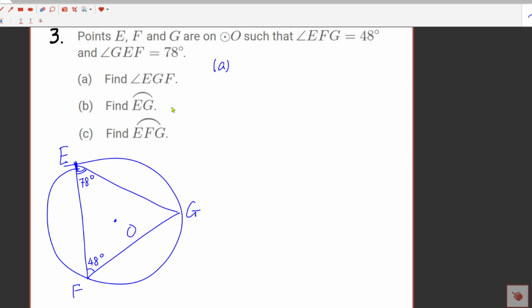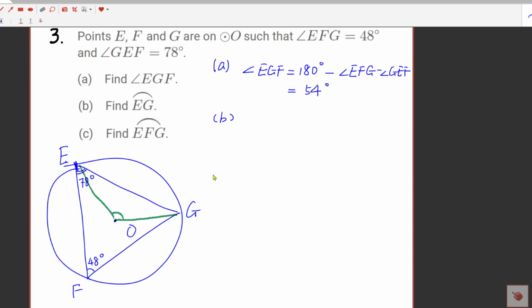First, find angle EGF. So this is simple, right? Because angle EGF is simply the sum of all internal angles of that triangle EGF, 180, minus angle EFG minus angle GEF, which gives us 54 degrees, right? Okay, second question, the measurement of arc EG. So basically, that's the central angle here, right? That's the measure of the arc EG.